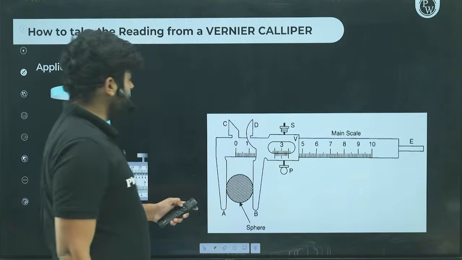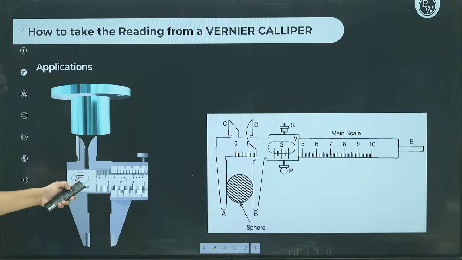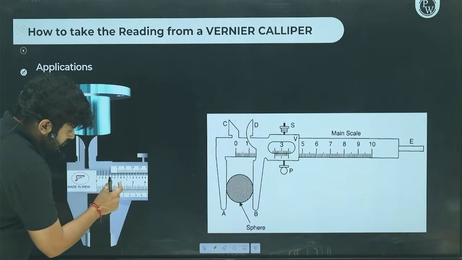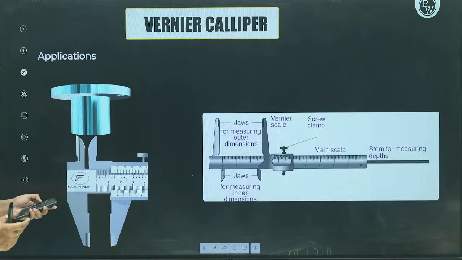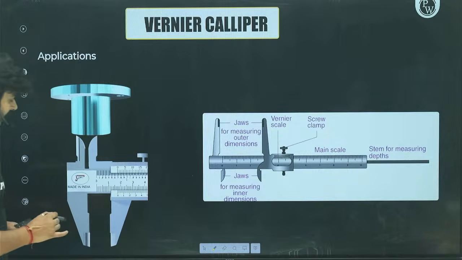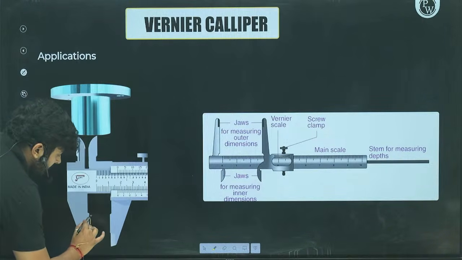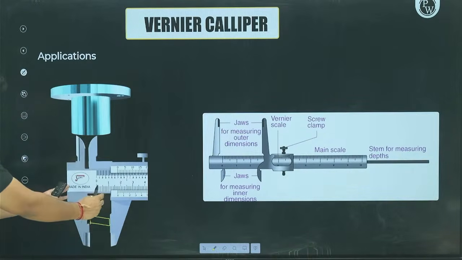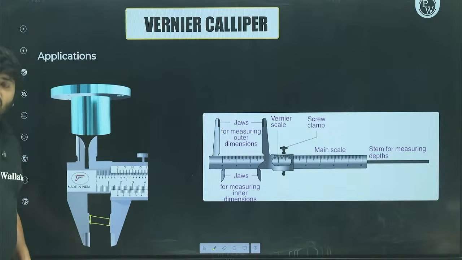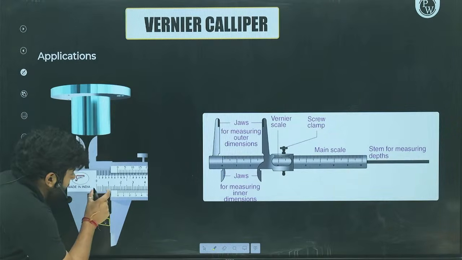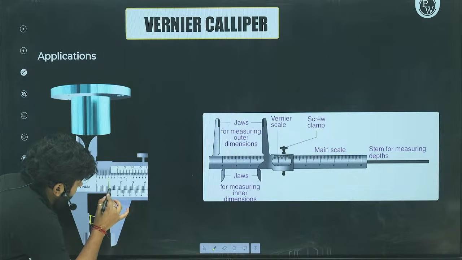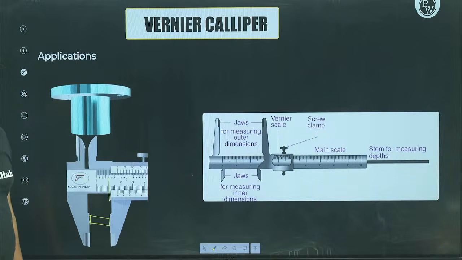All you have to do is simply believe me, because it's very hard to show you in that zoomed format. Let's say that an object is inserted between these jaws, due to which this jaw is opened up by that particular amount. When I try to measure it, I will have a main scale reading. You see that this is 1, and after 1, I have 1, 2. So 1.2 is the main scale reading, right?